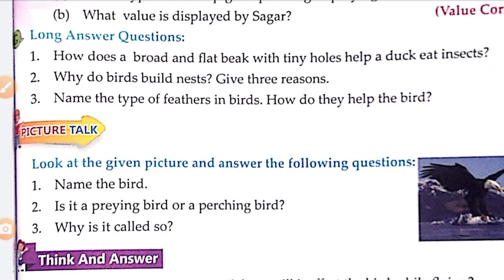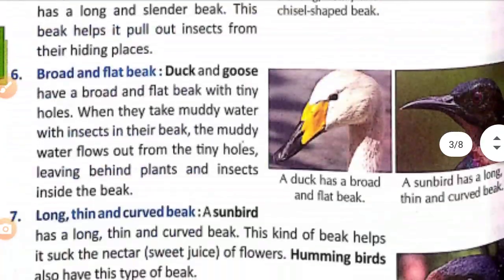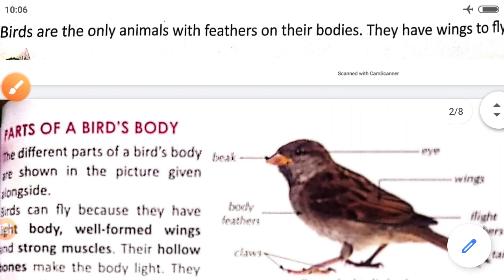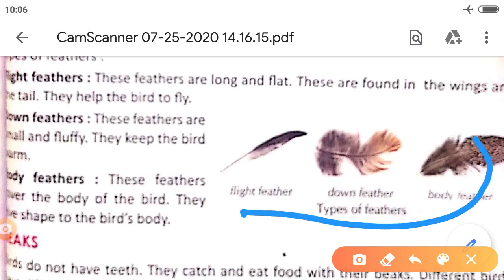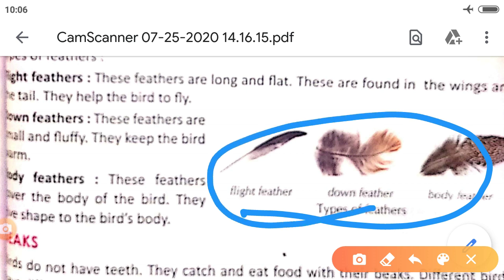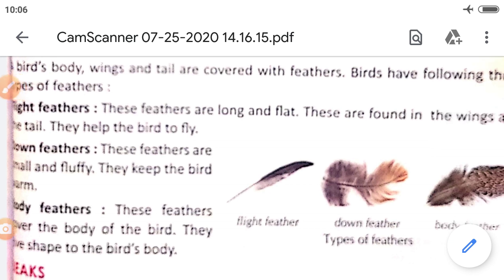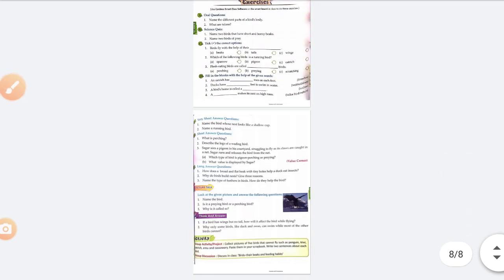Name the type of feathers in the birds. How do they help? You should write it properly because this is the long answer question. So down feather, body feather, that you should mention carefully. These feathers you have to mention, that is flight feather, down feather and body feather. You should write each and everything from this. Okay, I think you have got this answer.